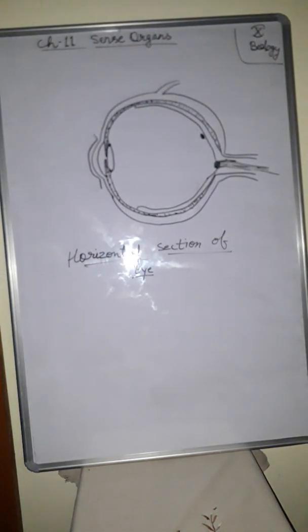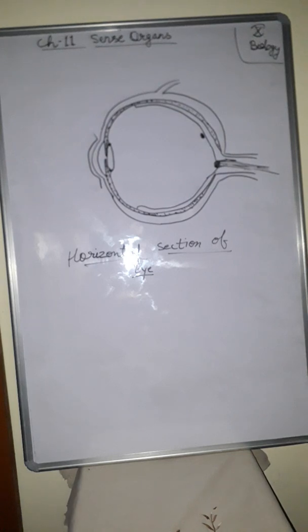Hello class 10th. Today I am going to start with the horizontal section of the eye in your syllabus. In the previous video we studied the structure of the eyeball. Today I am going to teach you the horizontal section of the eye by this diagram. This is a horizontal section of the eye in simple black and white for practicing to draw.